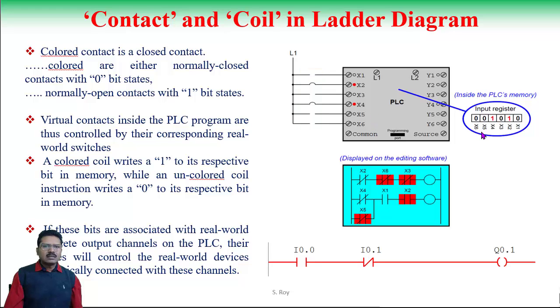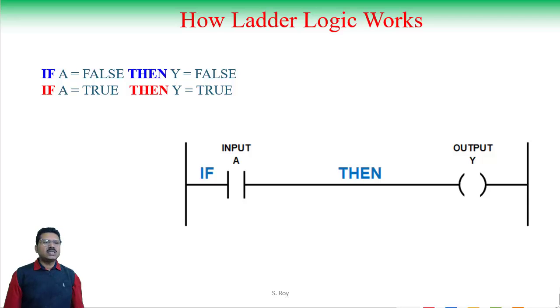Another point, the status bit in the input register will be set or reset according to the status of the physical devices. See here, x1 is 0, x2 is 1, x3 is 0, x4 is 1, x5 is 0, x6 is 0. How does ladder logic work?